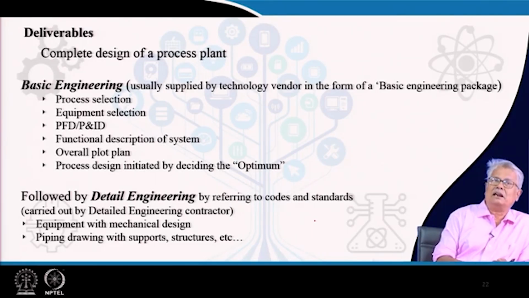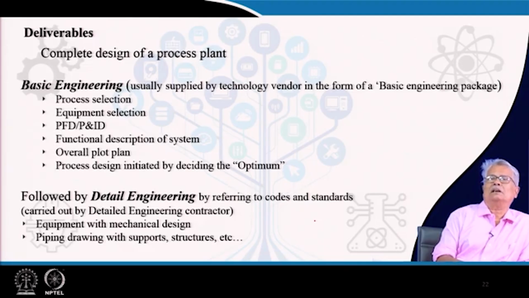I have used the term basic engineering. The basic engineering document is normally supplied by the technology vendor in the form of a basic engineering package. A typical example of this is a Merox plant, which is meant for removing mercaptans from light hydrocarbons, a technology which is sold by Universal Oil Products, UOP.